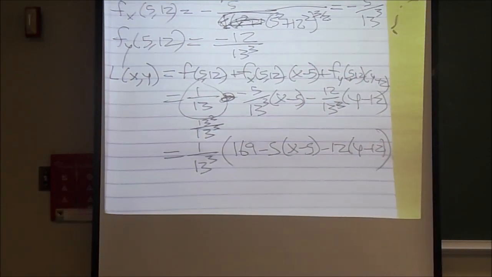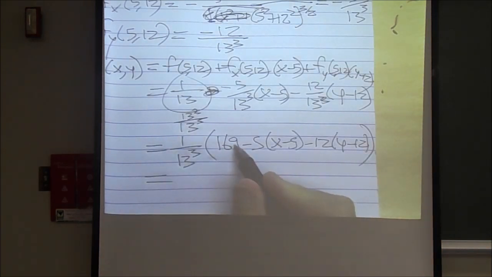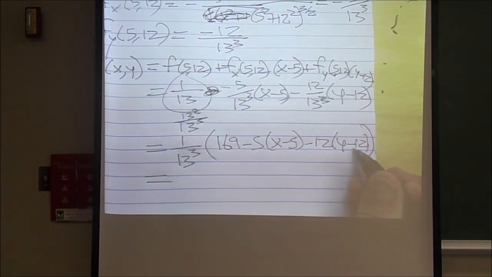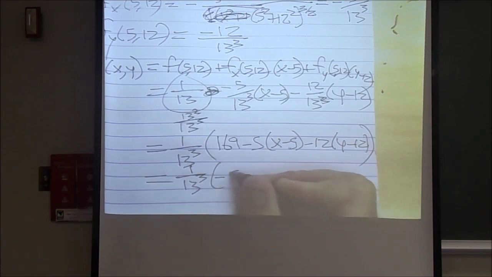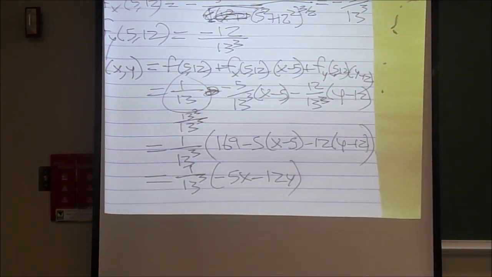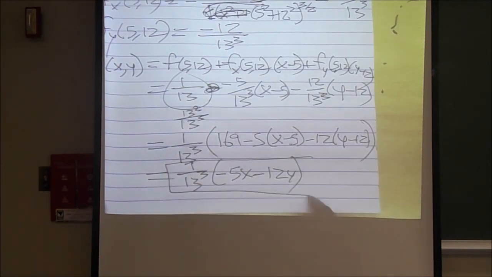I'll let you go ahead and finish the algebra. I think that's all the interesting stuff that's there. Well, maybe I should finish this one. Alright, so this is 169 minus 25 minus 144, which is 169 minus 169, so that comes out to be 0. So I have 1 over 13 cubed times minus 5x minus 12y. And there's my local linearization, right here.